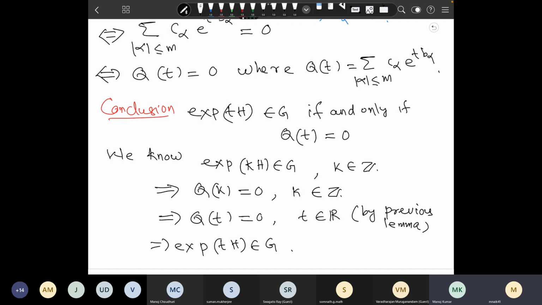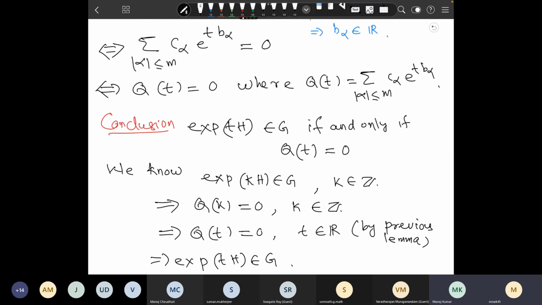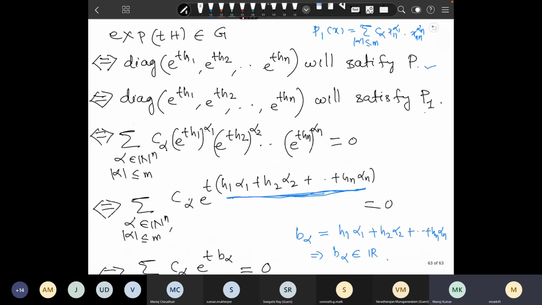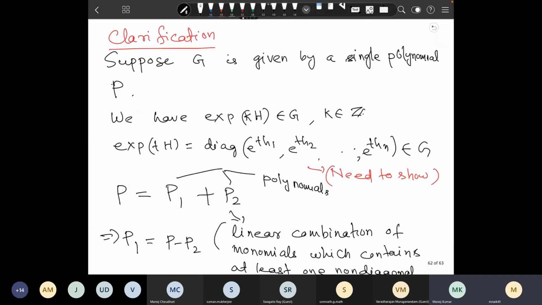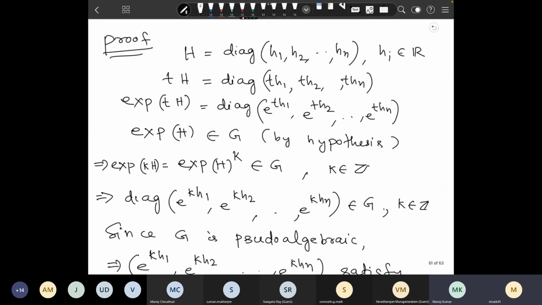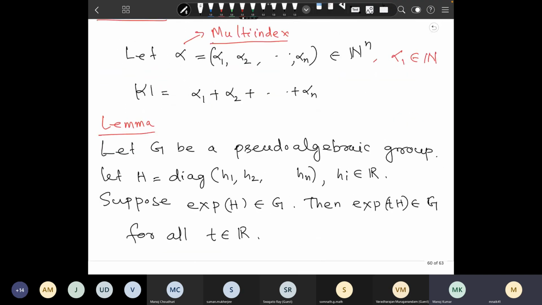Preetham, is it okay? Clear? Yes. So exponential of th belongs to G. I have taken G to be specified by a single polynomial P, but you can apply the same argument to a set of polynomials, and exactly the same argument will give you the proof. So I hope this lemma is clear to you: let G be a pseudo-algebraic group, and let H be a diagonal element. If exponential of H belongs to G, then exponential of TH belongs to G for all T belonging to R. So we have proved this.